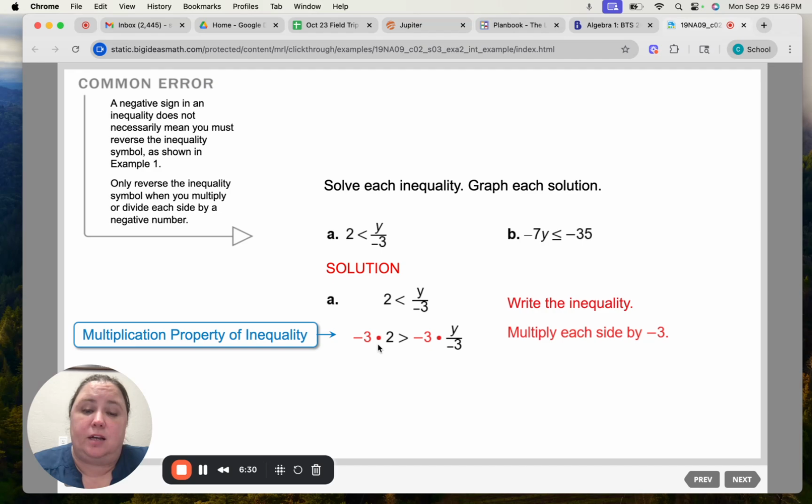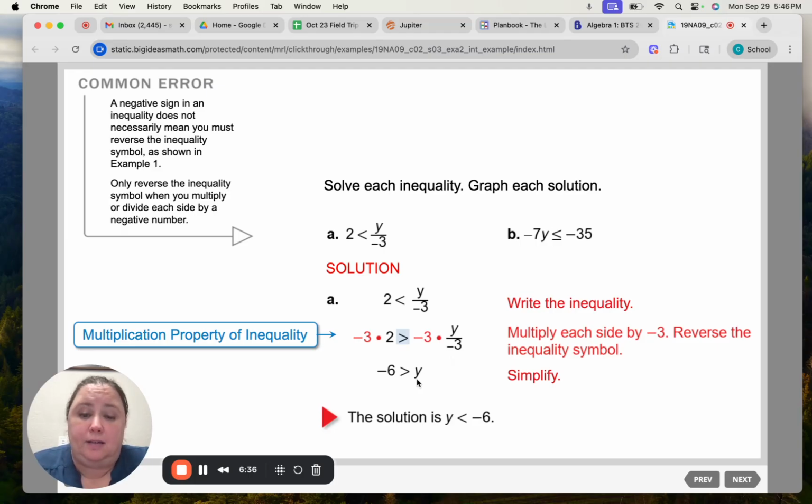So now we do negative 3 times 2, which is negative 6. And it cancels on the other side, so you're left with just the y. So you have negative 6 is greater than y, or you can just flop that around, which doesn't change anything. Y is less than negative 6. That's the same answer. It's like reading it right to left. All right, hopefully that makes sense.